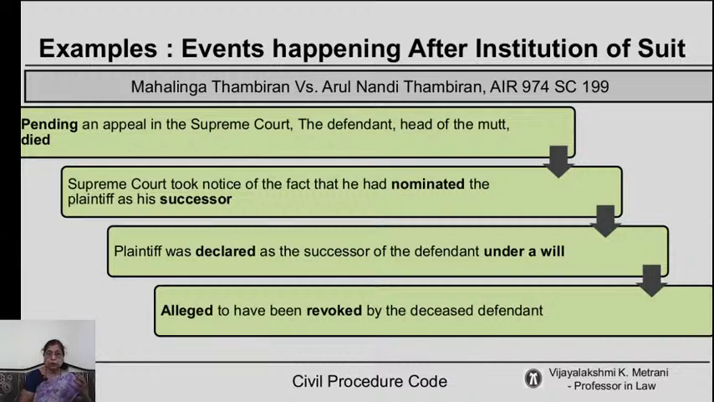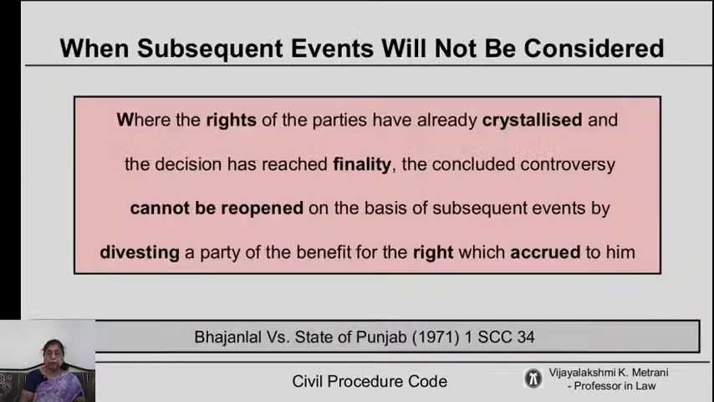So when we ask for this relief, we have to look into this. But sometimes subsequent events will not be considered. See, where the rights of the parties have already crystallized, subsequent events cannot be taken into account, cannot be kept in mind. Because while the matter is pending, the parties' rights have attained a position, finality has come, an end has come. The decision has reached finality.